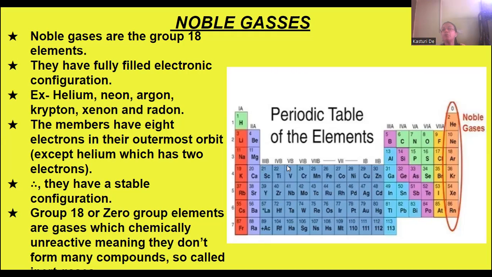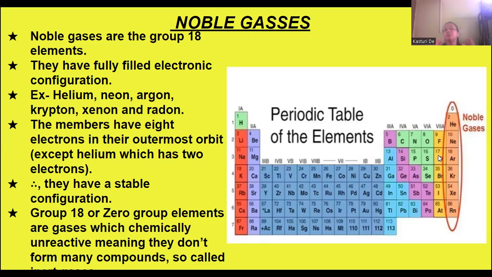Now 3B, 4B, 5B, 6B, 7B, then 8, then 1B, 2B. These all are transition metals. Then 3A, 4A, 5A, 6A, and 7A are the representative elements. And this zero group is the noble gases, group number 18. They have fully filled electronic configuration. All the shells are fully filled.